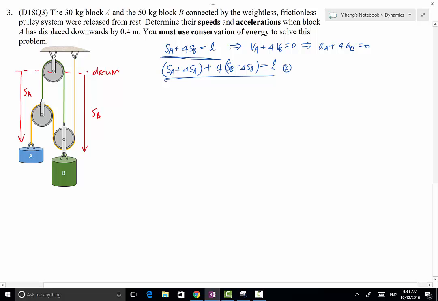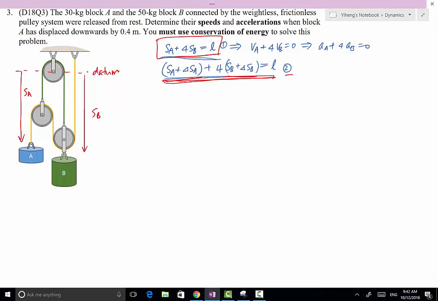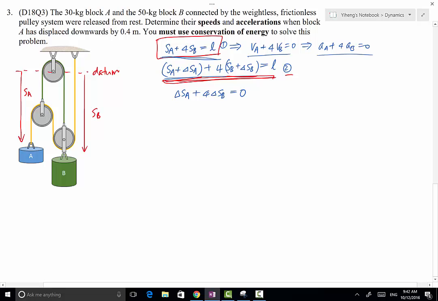So if you take this second equation minus the first equation, the reason why I can do this is because this equation is valid for any moment, for any instant. This relation is always satisfied. Therefore, for the new SA and the new SB, this equation also is always satisfied. Therefore, if I take equation 2 minus equation 1, I get a similar conclusion that delta SA plus 4 times delta SB equals 0, similar to these two. And that's important because here block A has displaced by 0.4 meter downwards. Therefore, delta SB is going to be negative 1/4 times 0.4, and that is 0.1 meter upwards. So we can tell the displacement of block B.